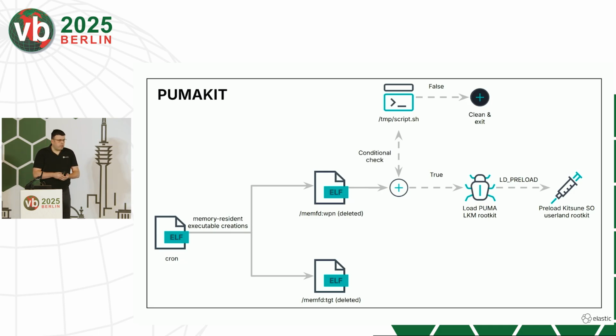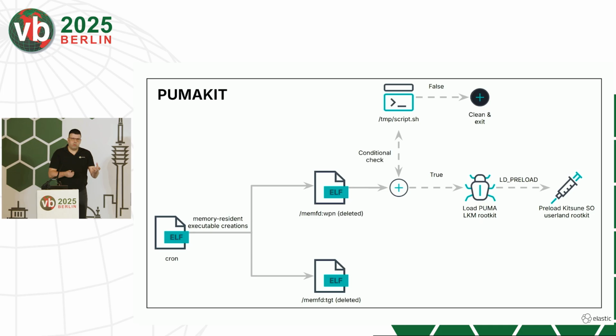Pumakit was a rootkit that had its own loader. The loader was meant to disguise itself as a legitimate cron binary. It would load the legitimate cron binary, but at the same time load its own rootkit component. It would then be loaded into the kernel, install its own userland component, and after that, it started using its capabilities for evasion.